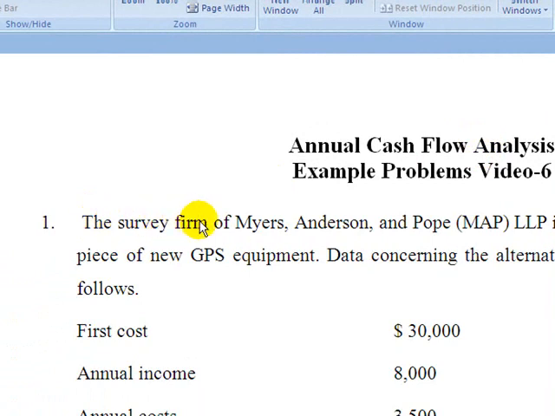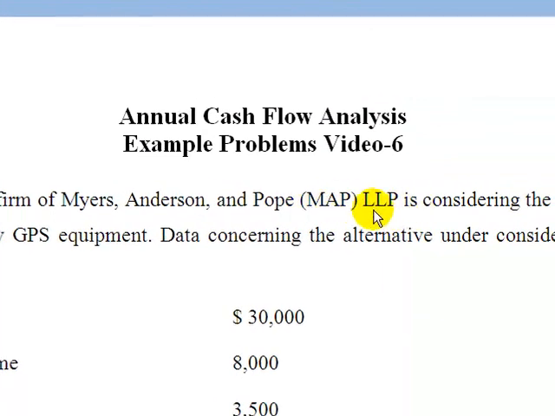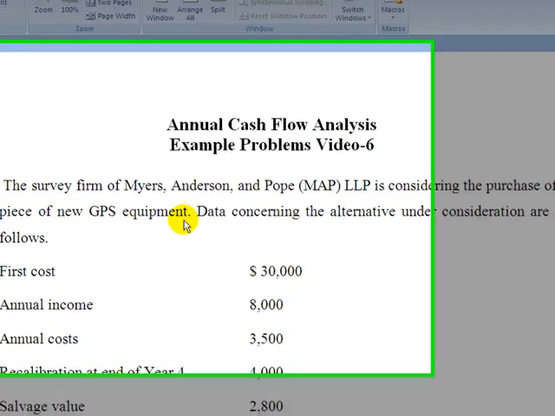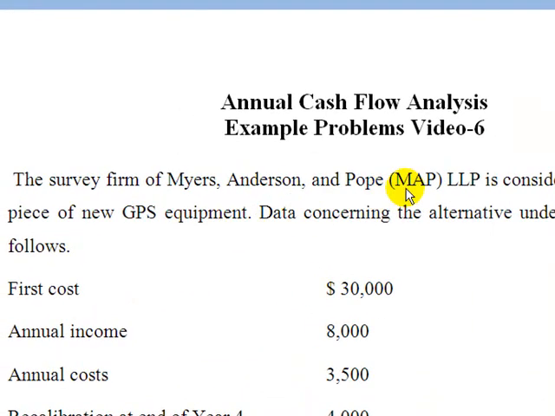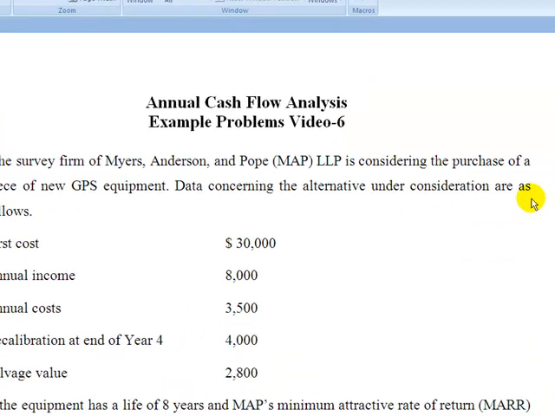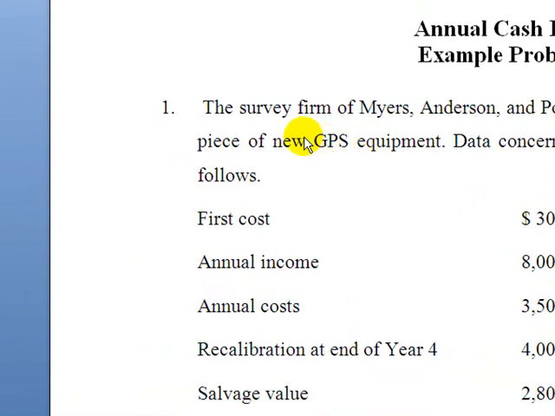The survey firm of Myers, Anderson and Pope, MAP LLP, Limited Liability Partnership, is considering the purchase of a piece of new GPS equipment. So basically the company MAP is interested in purchasing new GPS equipment. Data concerning the alternative under consideration are as follows. So all the cash flows related to that purchase are given below.